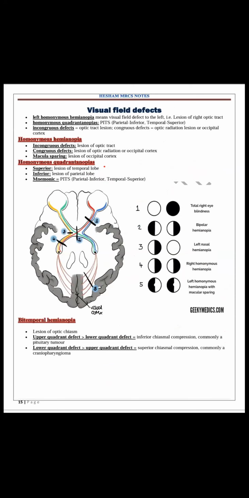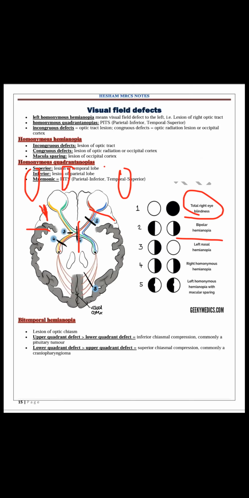As you see here, this is lesion number 1. You will have total blindness of the eye on the same side. With decussation of the nasal fibers, you will have loss of the temporal field bilaterally. This is called bitemporal hemianopia. Injury to the left temporal fibers of the left eye gives what's called left nasal hemianopia.